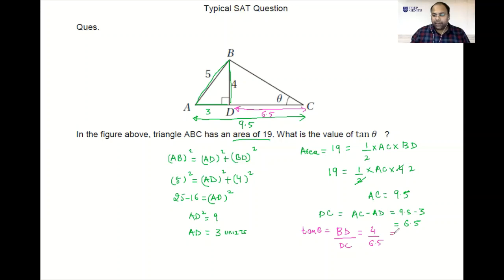So what is your tan theta? Tan theta is 40 over 65, and you can solve it further. 5 8s are 40 and 5 13s are 65. So the answer is 8 over 13. So the value of tan theta is 8 over 13. That's a grid-in question, so you have to enter this in your sheet.